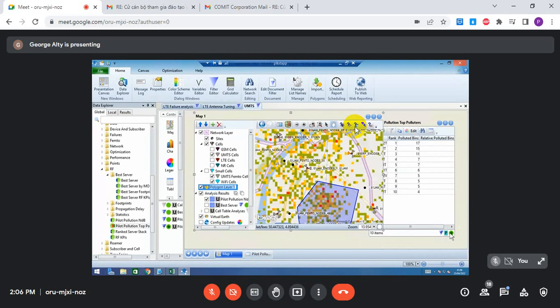So what I've done here is I will then run that analysis, and that's looking for the area under test, and it's telling me here that my top rank polluter is this particular cell here. So if I copy this cell value, sorry, this has been quite slow.